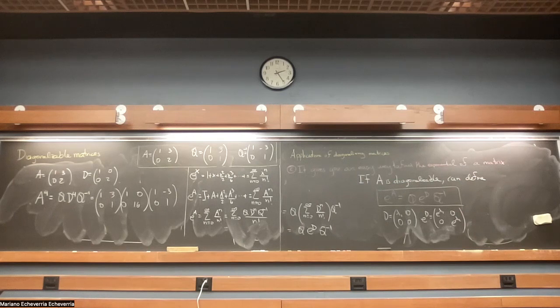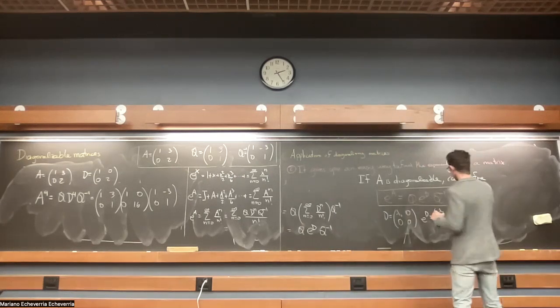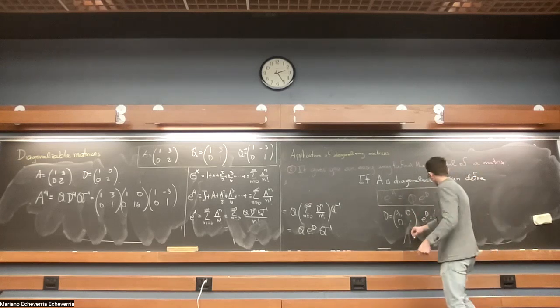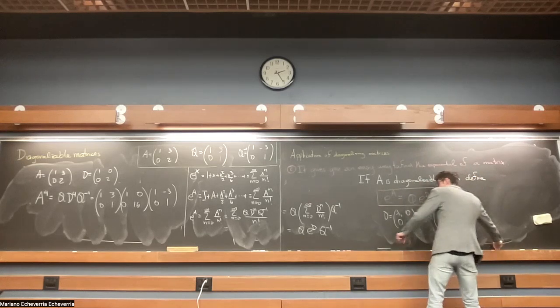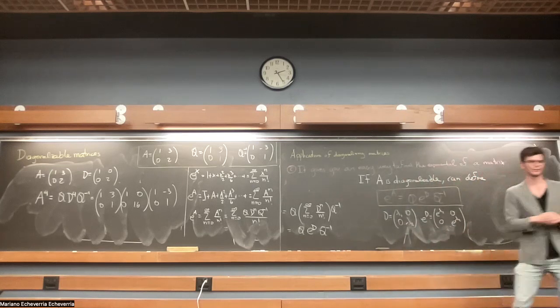Why is the bottom right-hand entry 0? Wait, no. Oh, we're talking about here? In D. Oh, sorry, it should be lambda 2. Thank you. Perfect. Now we're good.